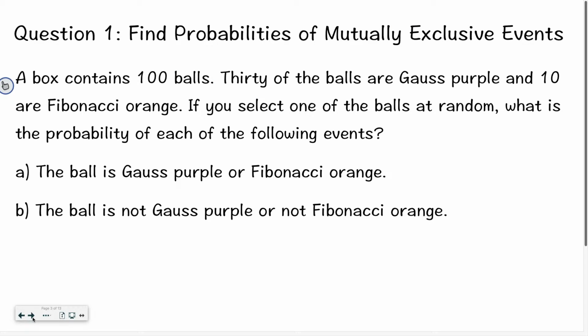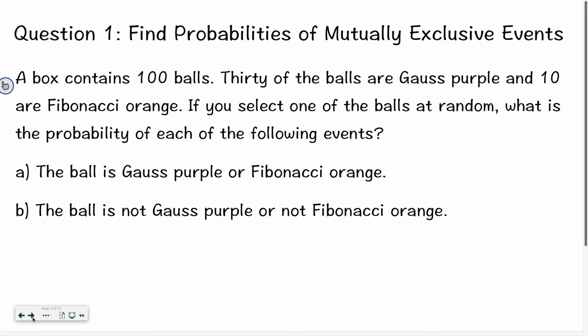Okay, question number 1. A box contains 100 balls. 30 of the balls are Gauss purple and 10 are Fibonacci orange. If you select one of the balls at random, what is the probability of each of the following events? Start with just letter A. I only want you to look at letter A for now. Type that answer into the question on Edpuzzle. Good luck.